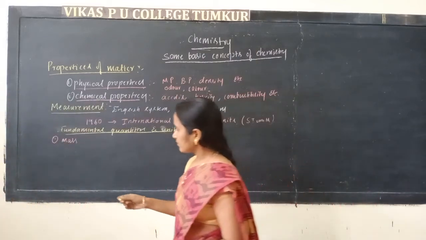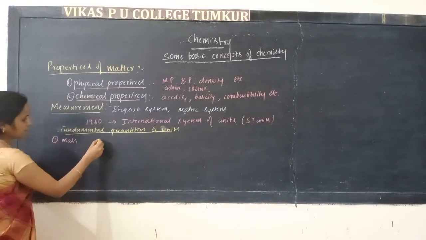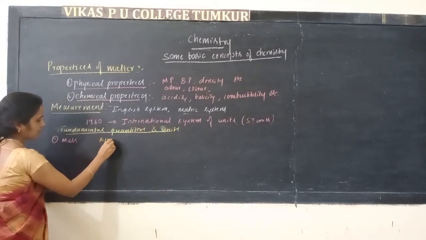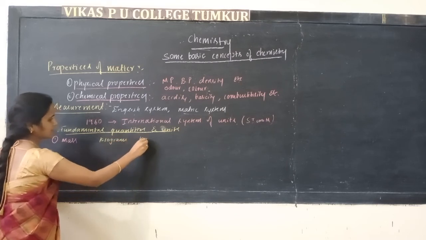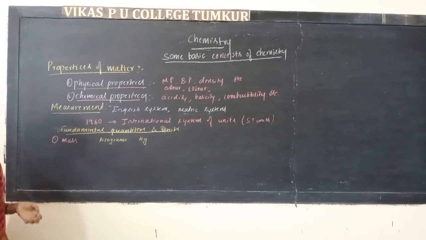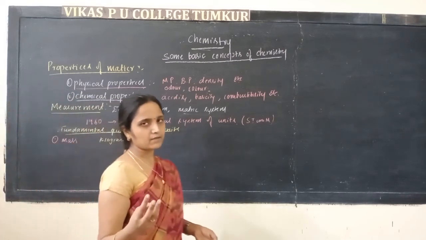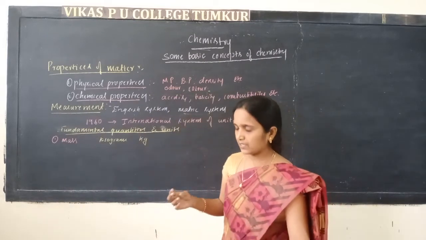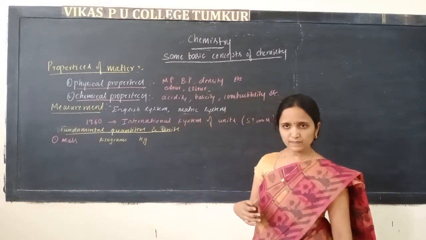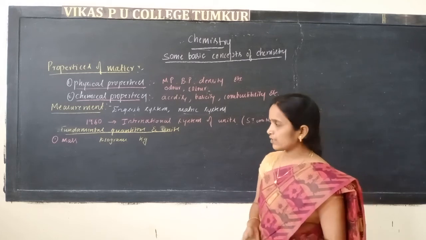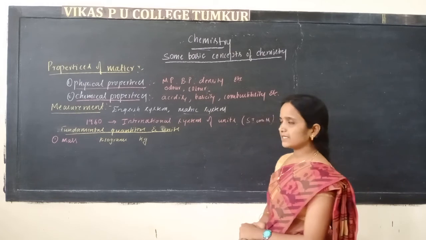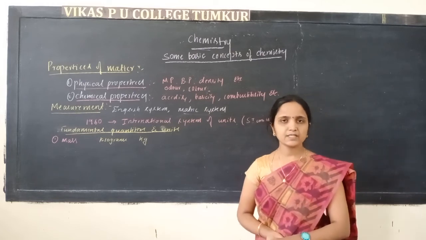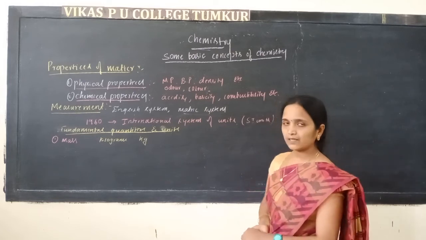The mass is going to be measured in kilograms. The unit used is kg. Like this there are 7 basic quantities: length, mass, time, temperature, electric current, amount of substance, and luminous intensity. These are the 7 fundamental quantities.